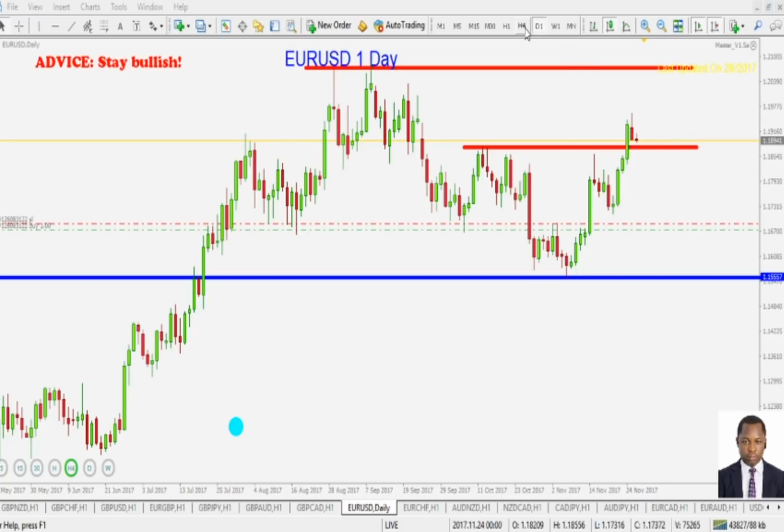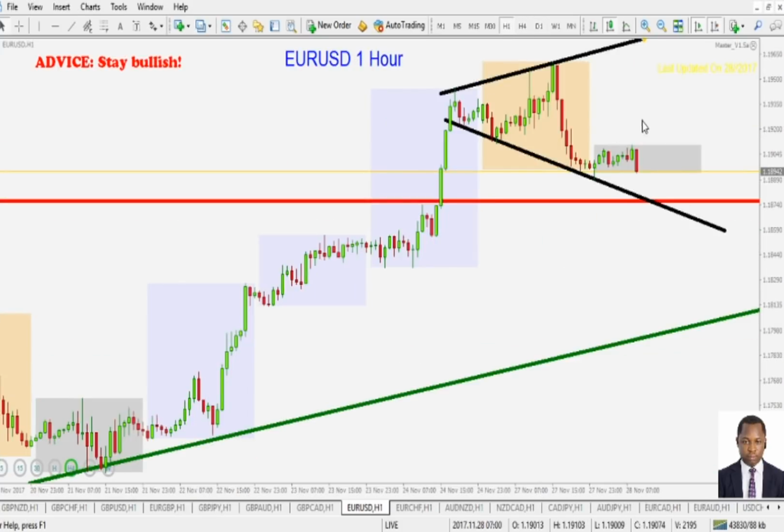All right, let's proceed to our other pairs. I think we have analyzed this euro against the American dollar too much, so let's look into our other pairs.